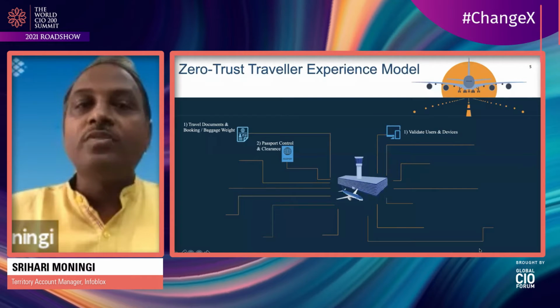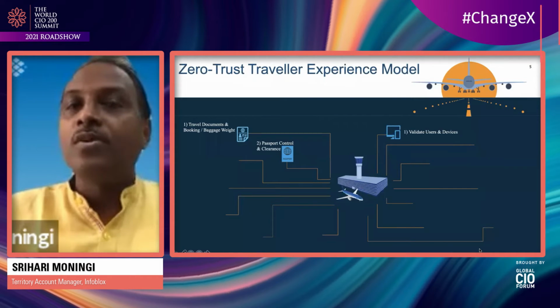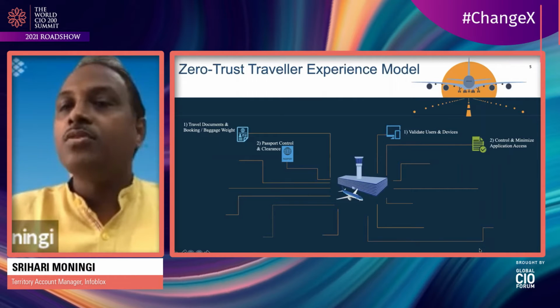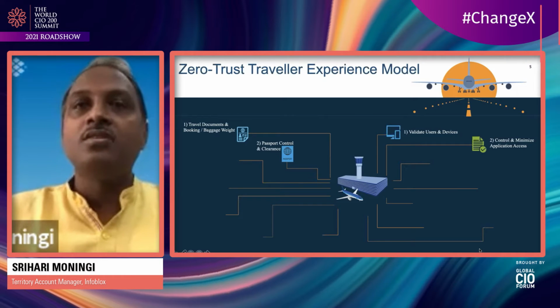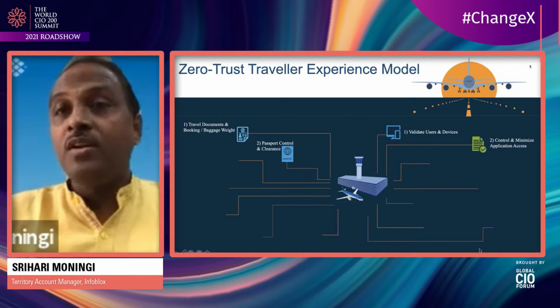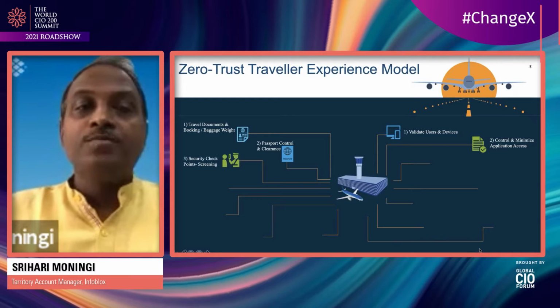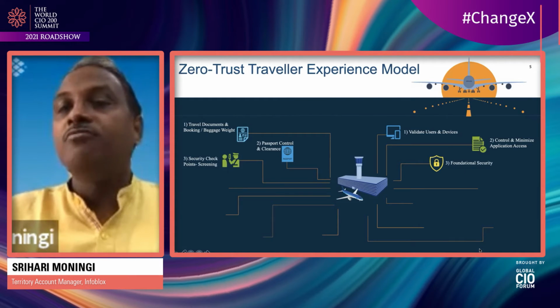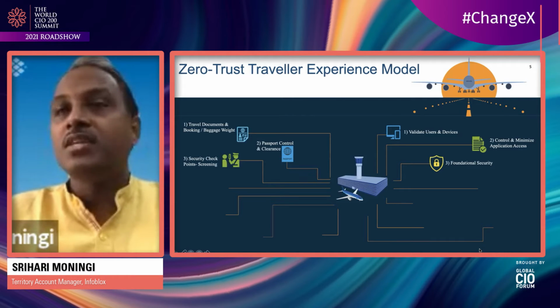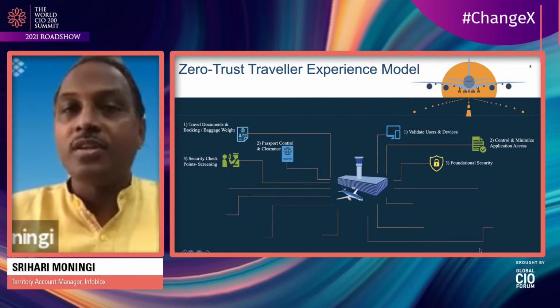Then the second is passport control and clearance. Here we talk about control and minimizing application access. So, okay, this gentleman is only supposed to access these, or is he able to travel or not? The security checkpoint is basically the screening, which we refer to as foundational security, just like DNS security: how do we secure our DNS?